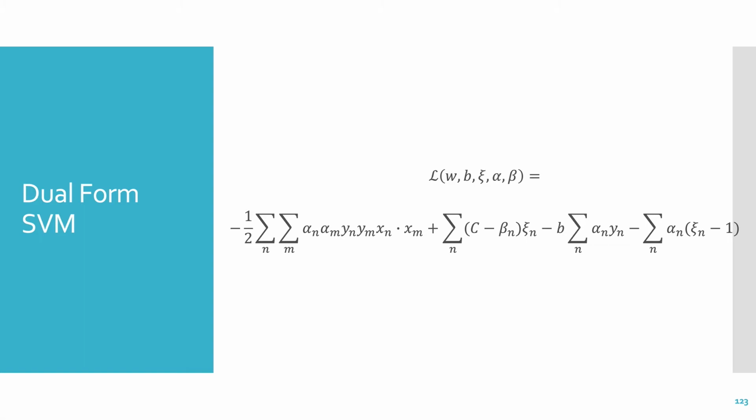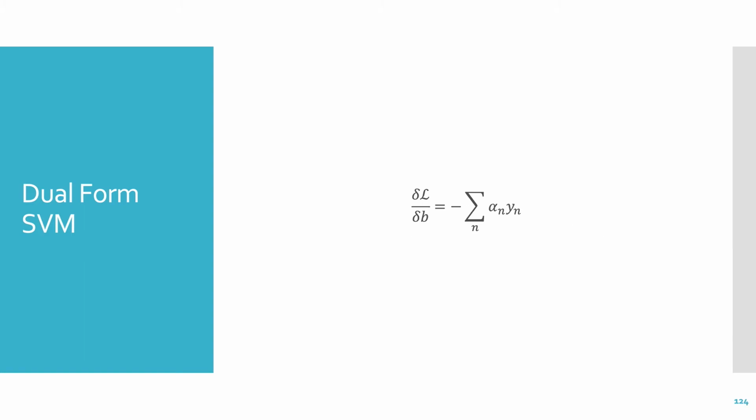We should also remove B and xi. Let's try to remove B with the same method of taking the derivative and setting it equal to 0. If we take the derivative of L with respect to B, we get this. There's no B in this equation, so we can't set it equal to 0, but it tells us that B times the sum of alpha n yn goes to 0 at the optimum.